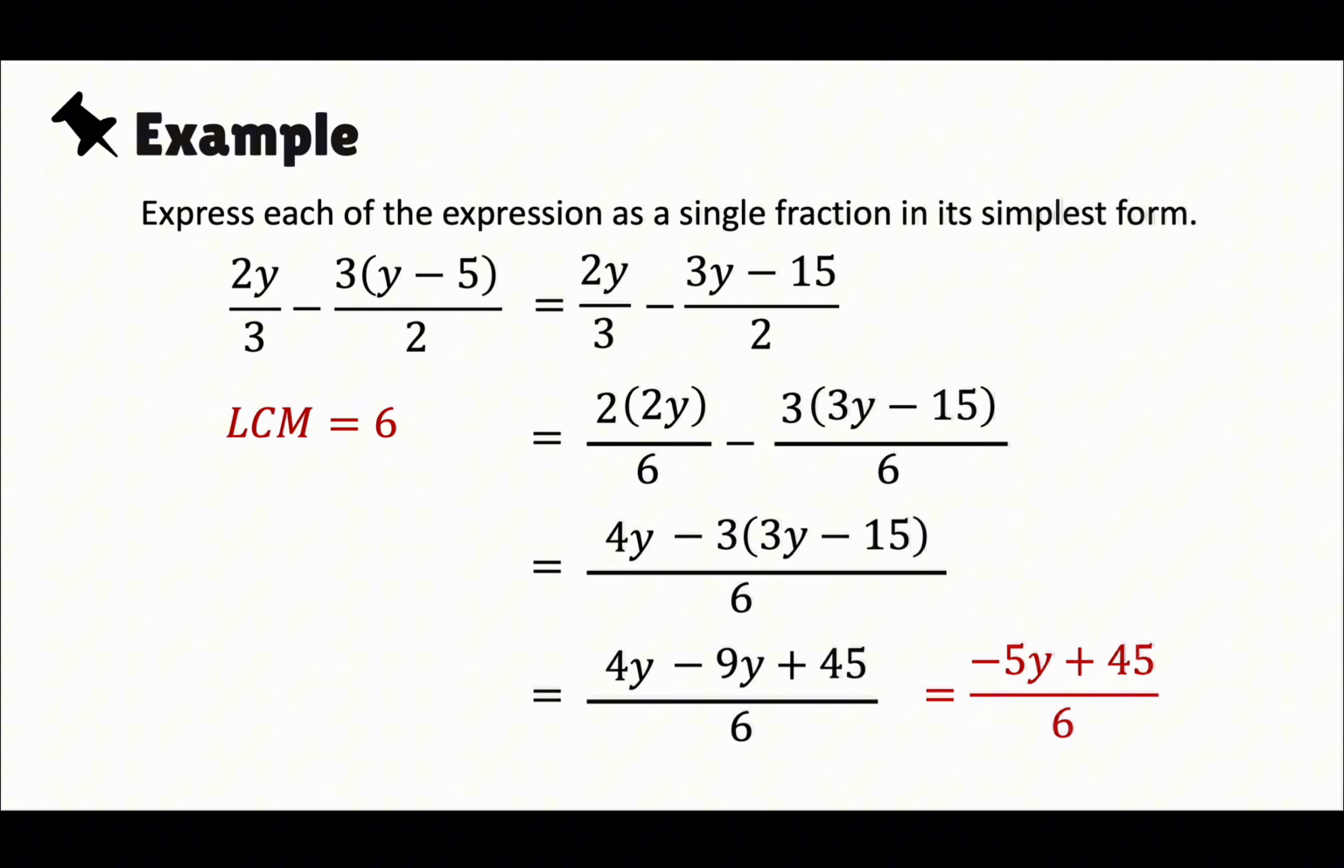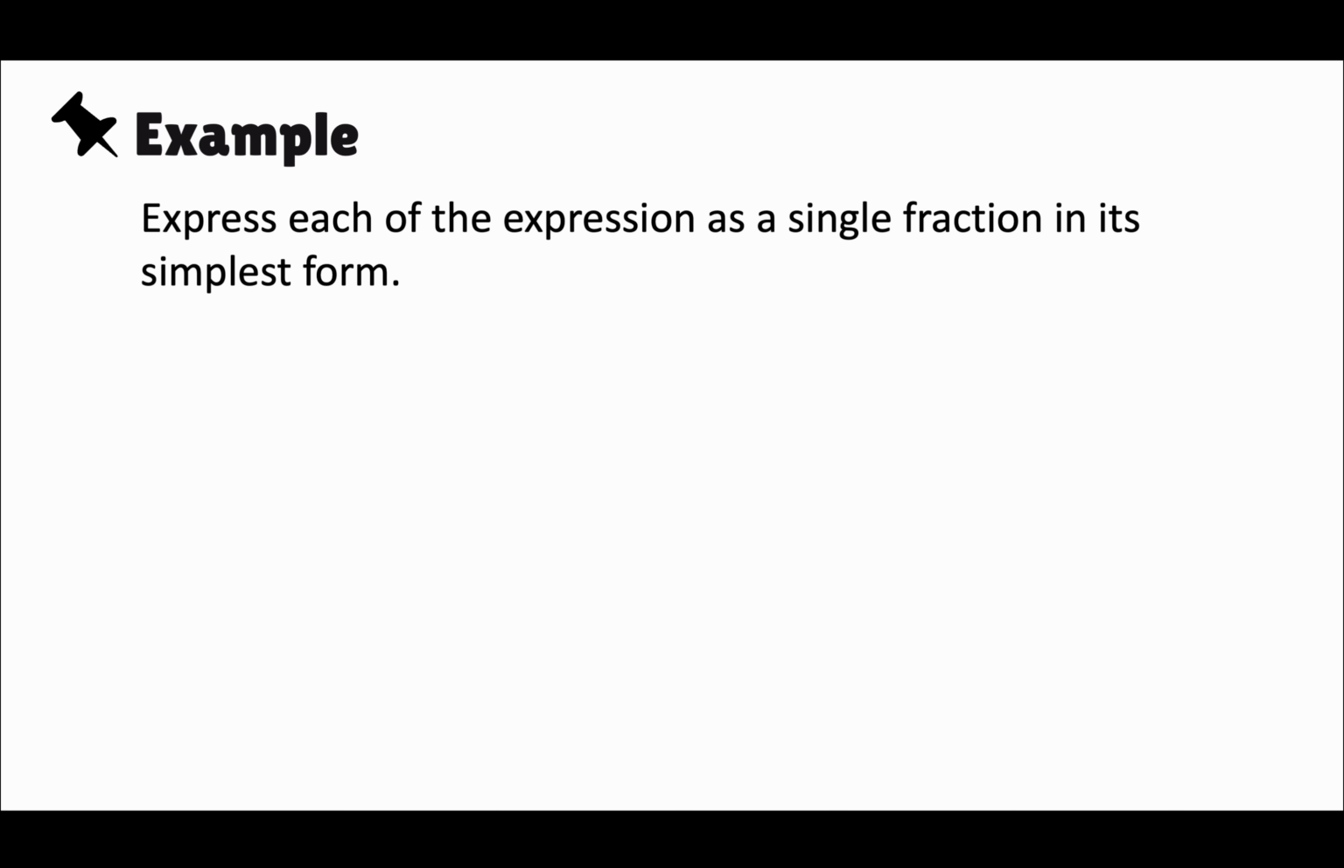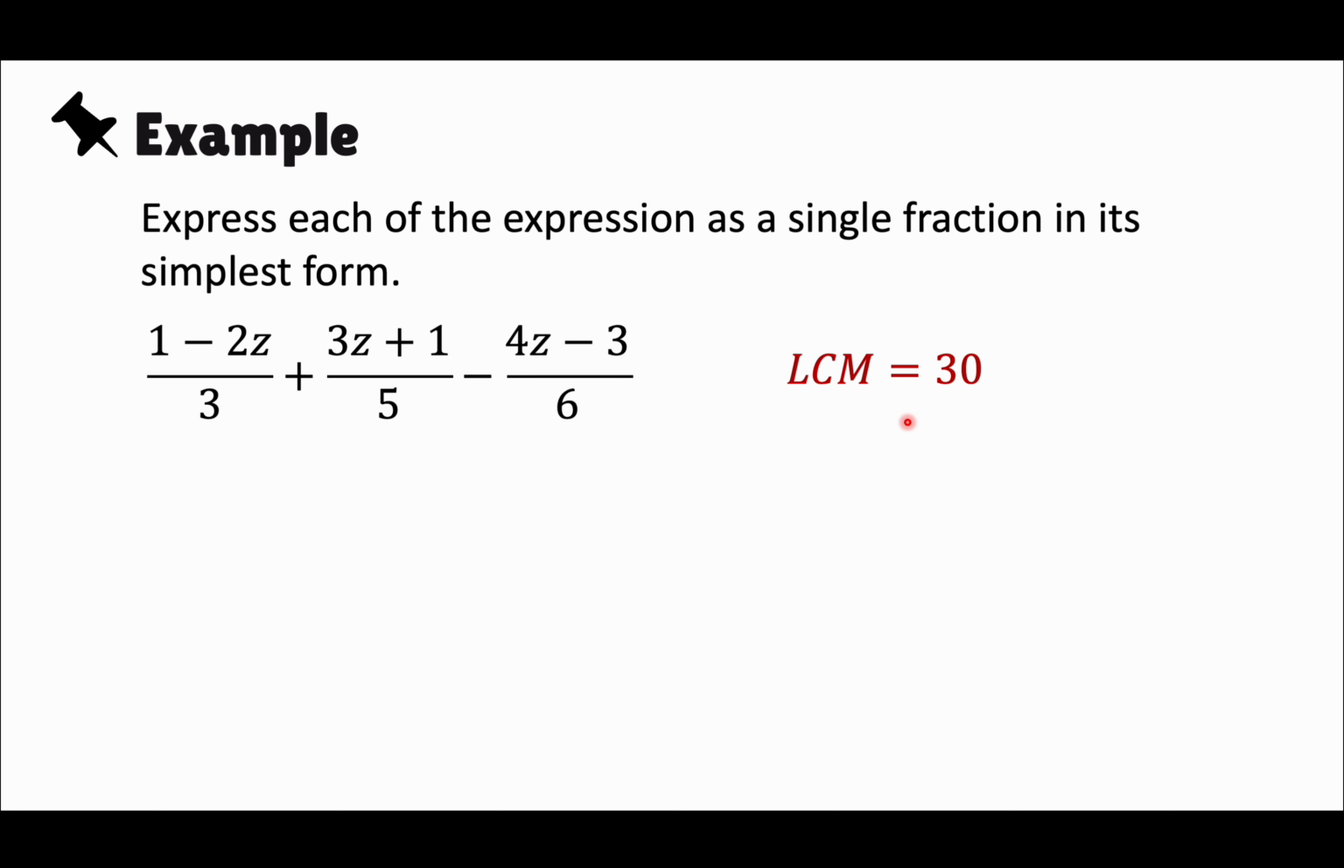Now, let's have the last example. Okay, for the last example, what if you have 3 fractions and you're going to add and subtract? Okay, so it's still the same. There's no difference if you are going to have 3 fractions. You still need to find the LCM of the denominator. So what's the LCM of 3, 5, and 6? The LCM is 30. Now, we can also write it as one whole fraction directly, all over 30.